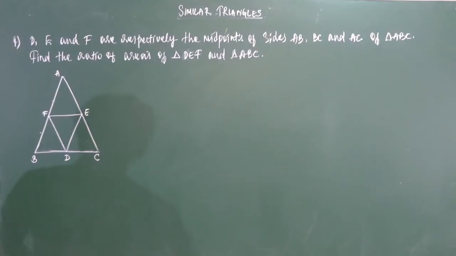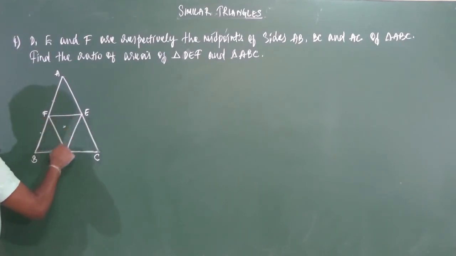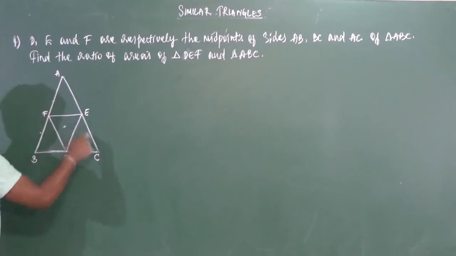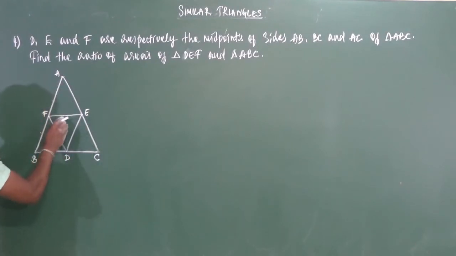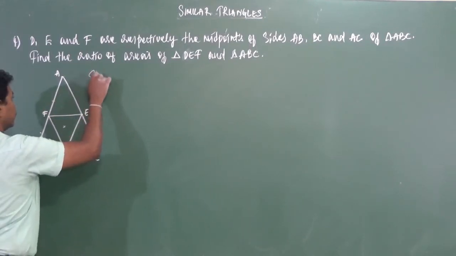Find the ratio of areas of triangle DEF and ABC. For this triangle which is at the center, find the ratio between its area and the area of triangle ABC. So this is to this. You have to find the ratio between the areas. Now let us get into the solution.